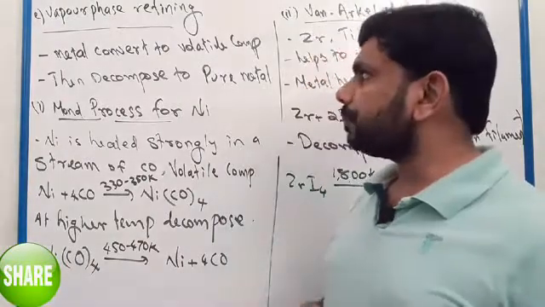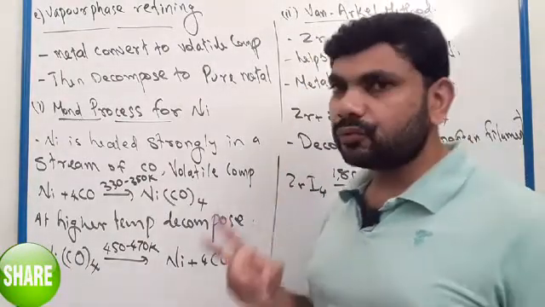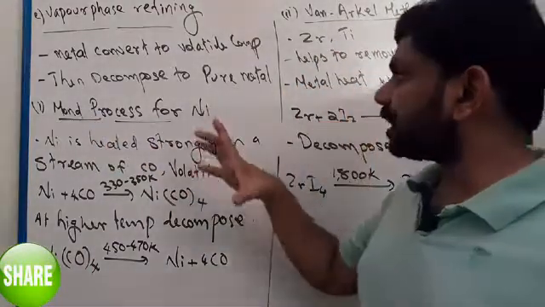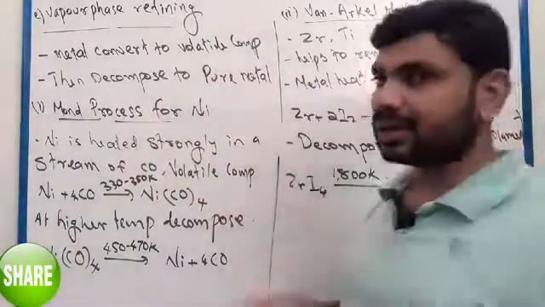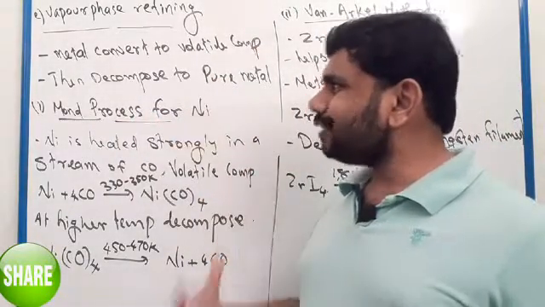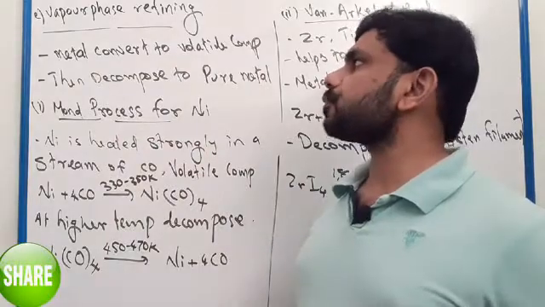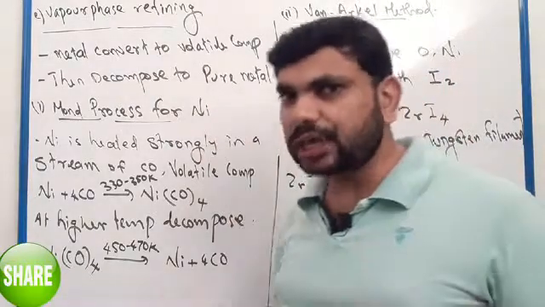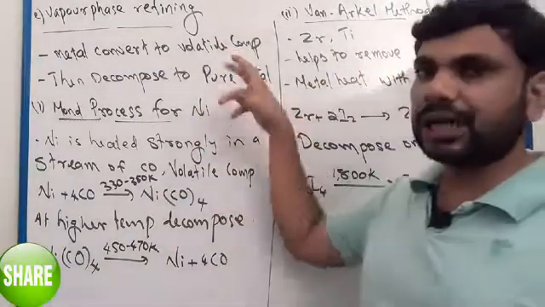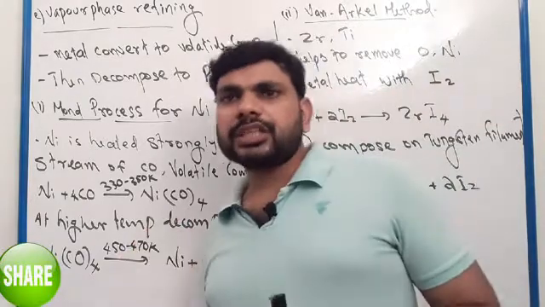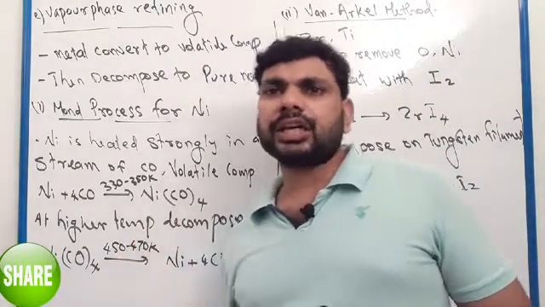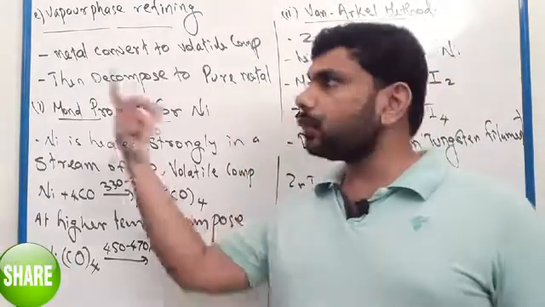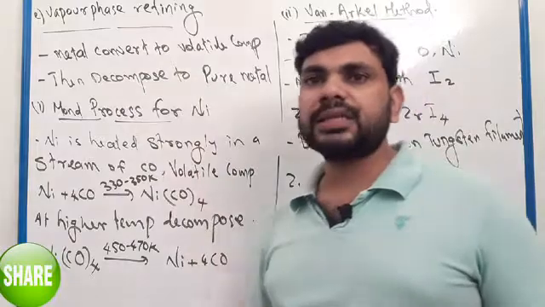So vapor phase refining involves 2 methods: the Mons process and the Van Arkel process. Both processes involve this procedure. First, the metal, after strong heating, will convert into a volatile compound. This volatile compound, on heating again at a higher temperature, will decompose to pure metal. These are the two procedures involved in vapor phase refining.